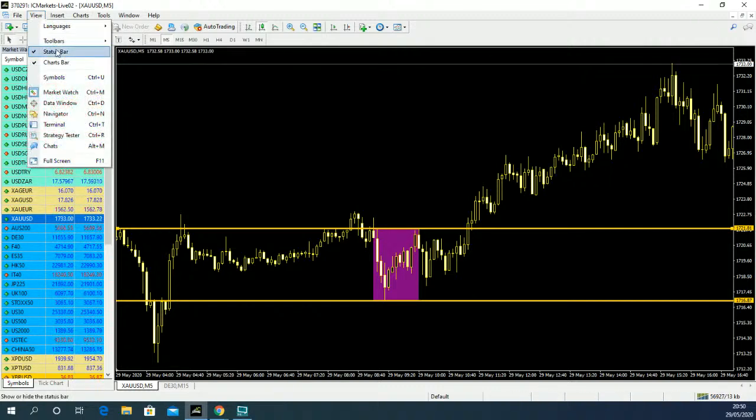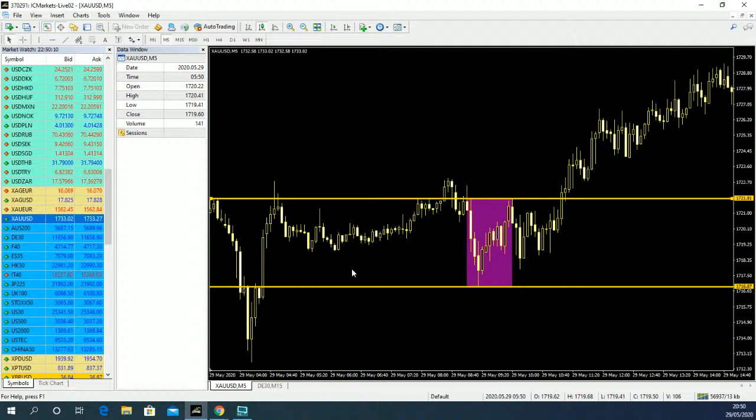Okay, let's view the data window. Watch that with the data window, see what time it's saying. It's saying 9:15, 9:25 until 10 o'clock. And it stopped at 10 o'clock. So there we go.